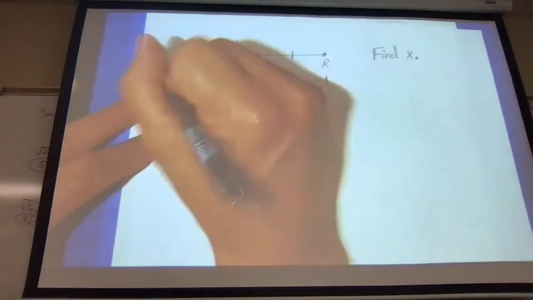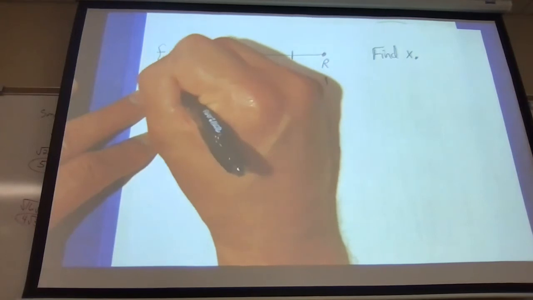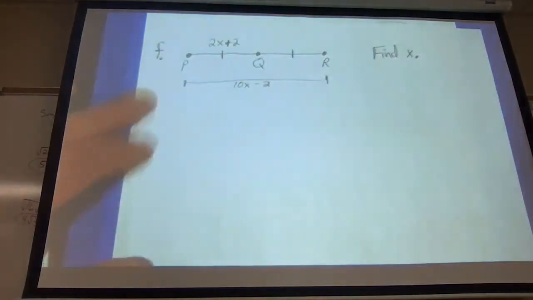And just so you know, this is a new problem we're doing here in your notes. Why don't you call this letter D, so you know it's a new example.